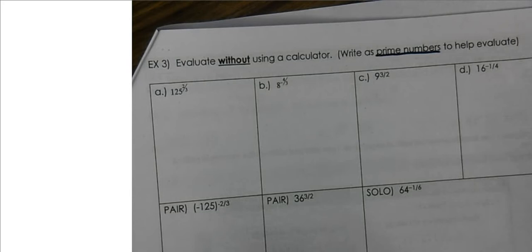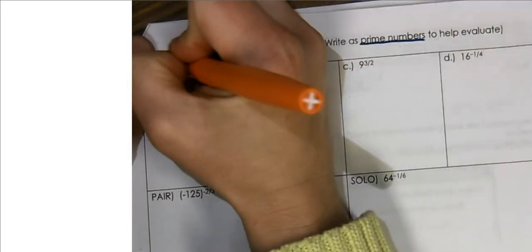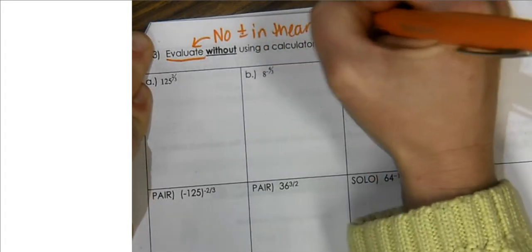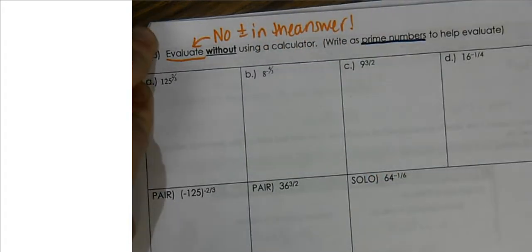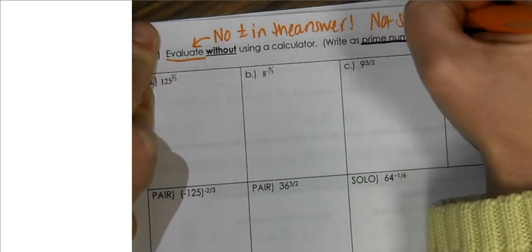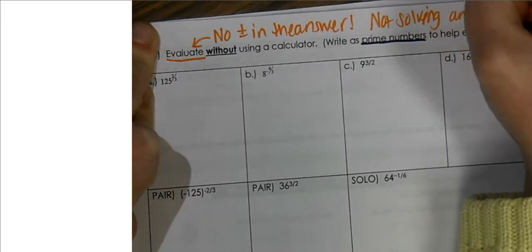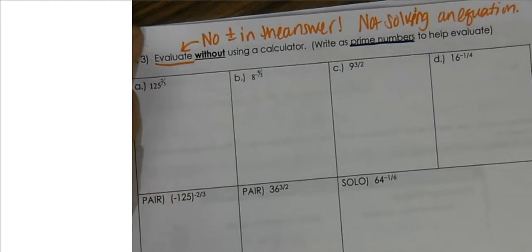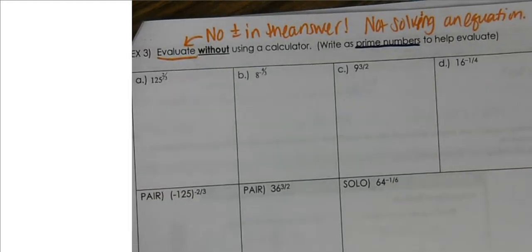Now, whenever you evaluate, we're not solving an equation, we're evaluating. So if we are taking an even root, we're going to have no plus or minus in our problem or in the answer. That's because we are not solving an equation, we are evaluating. So I'm going to write down that we are not solving an equation, so there will be no plus or minus. This is how you do these types of problems.